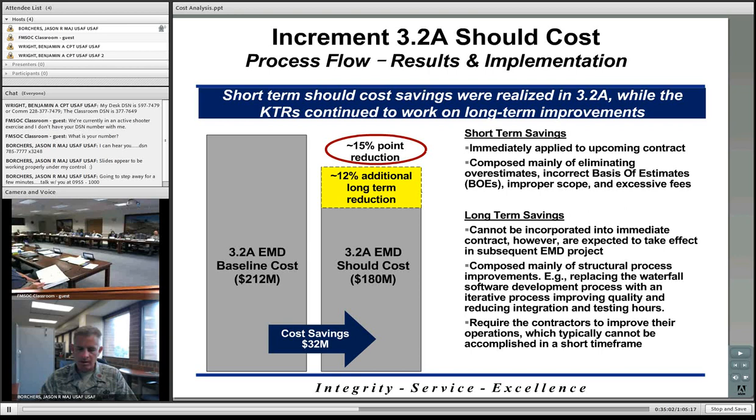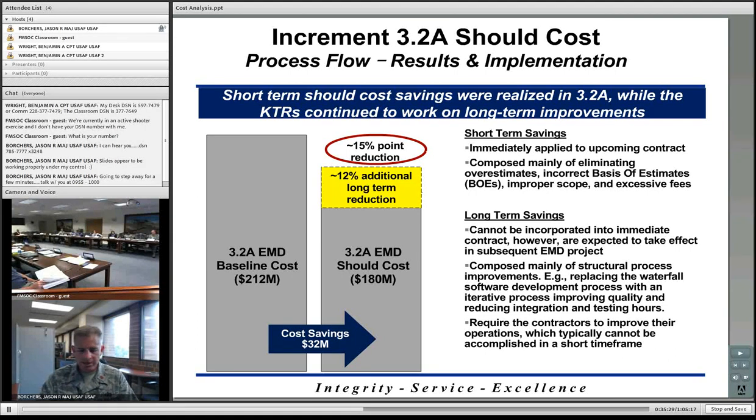They also had a few areas where there were incorrect basis of estimates, so they went through and cleaned those up, made them a little more realistic. In some areas there was improper scope that was being advertised for the program, and then excessive fees, whether from the contractor or somewhere else. They went through and really cleaned those up and made sure they were all realistic.